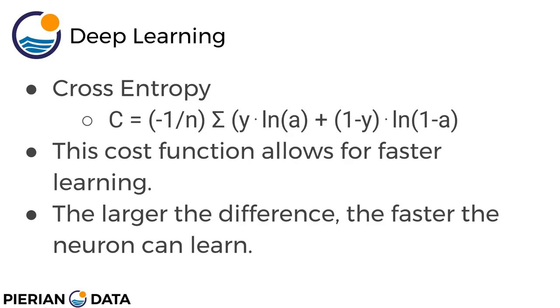And the reason for that is the following. The larger the difference between y and a, the faster the neuron ends up learning due to this cross entropy cost function. So that means that if we end up at the beginning with a really large difference between our predicted value and the true value, we can essentially quickly jump forward using this cost function, because the larger that difference, the faster the neuron's going to learn.